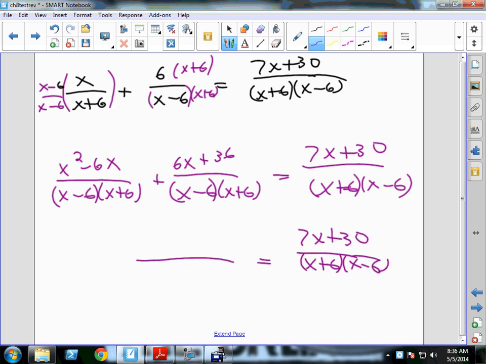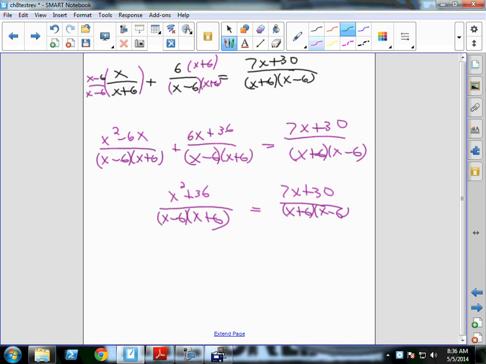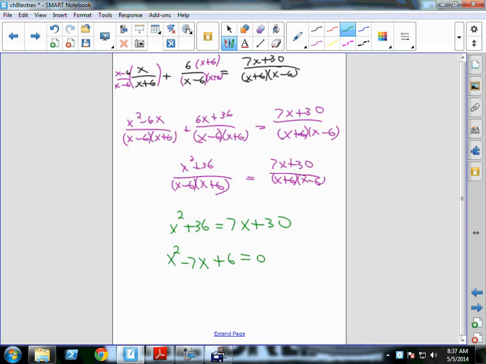Over here, x squared doesn't have any like terms. Minus 6x plus 6x, those cancel, so I get x squared, no, plus 36 over x minus 6 and x plus 6. So my denominators kind of go away, and I get x squared plus 36 equals 7x plus 30. So I get x squared minus 7x plus 6 equals 0. And I get x minus 1 and x minus 6 equals 0. So I think the answers are 1 and 6, but if I use 6, it doesn't work. So the only answer here is what? Just 1. 1's the only answer.